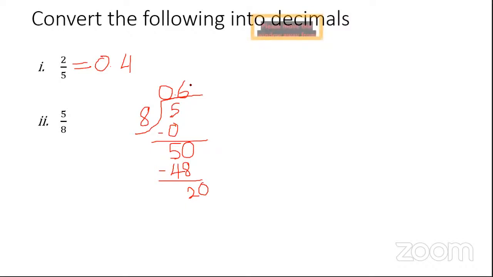So 8 times 2 equals 16. So we put a 2 here. 2 times 8, 16. Then 20 minus 16 equals 4. Then you add another 0. Then 40 divided by 8 equals 5. 5 times 8, 40. You subtract, and it becomes 0.